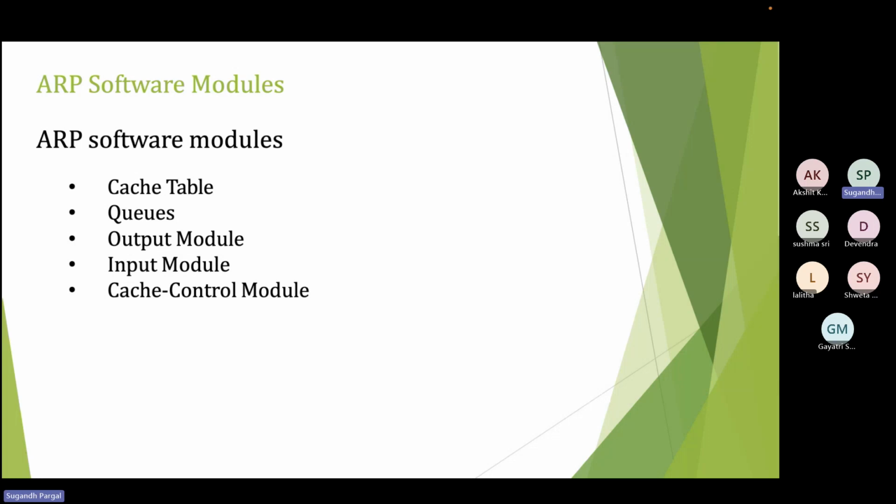There are certain software modules used for the ARP protocol. One is the cache table, which can store multiple pieces of information about the sources, destination, the port, the router, etc. Then there is the queue, which stores multiple ARP requests. Then we have the output module, an input module, and the cache control module.